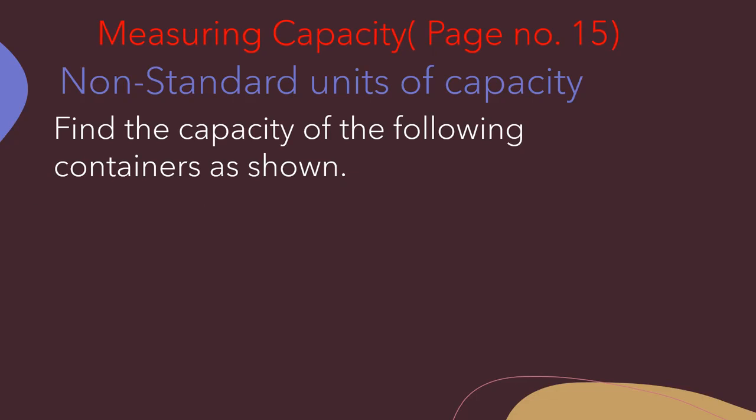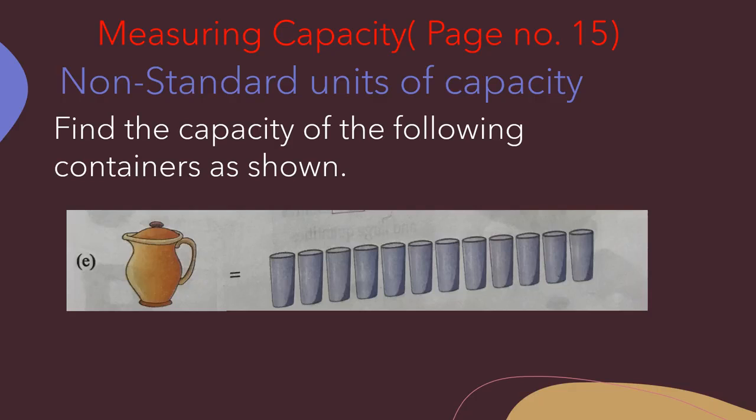Okay. Now in E part, one jug is there and there are some glasses. So here the capacity of this jug is equal to the capacities of these glasses. Okay. So one jug is equal to dash glasses. So here we need to count the number of glasses which are given to us. 1, 2, 3, 4, 5, 6, 7, 8, 9, 10, 11, 12. So the capacity of this one jug is equal to the capacities of 12 glasses. So here we will write 12. Okay, beta?